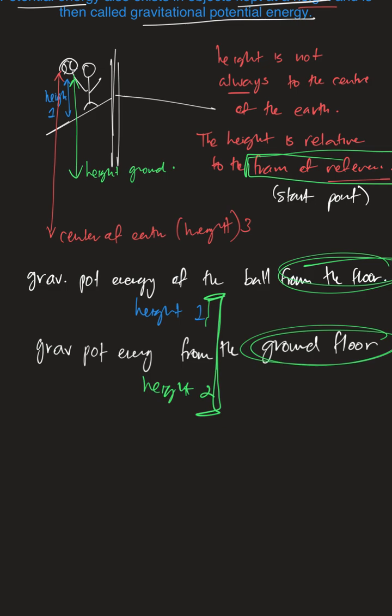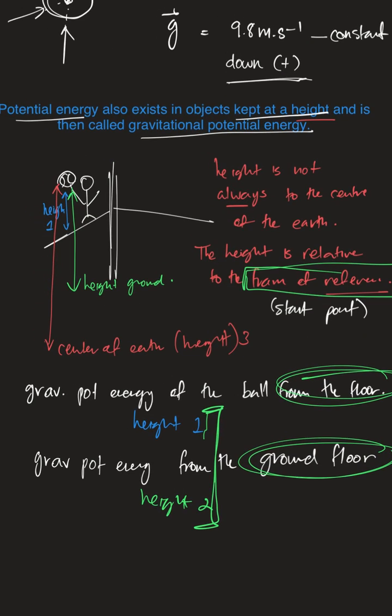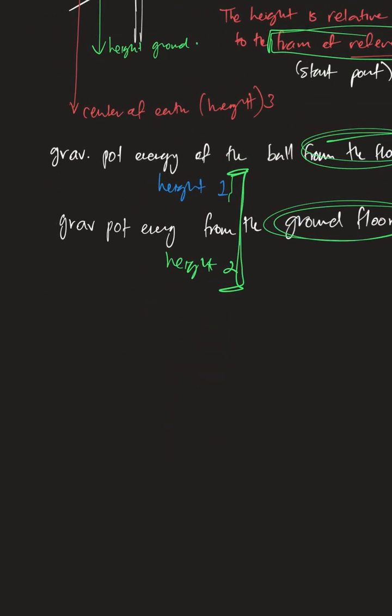Right, so when we talk about gravitational potential energy and we're talking about the fact that it's kept at a height, also, let's get into this now. What you need to understand is that if I'm close to the center of the earth, that means I have less potential.